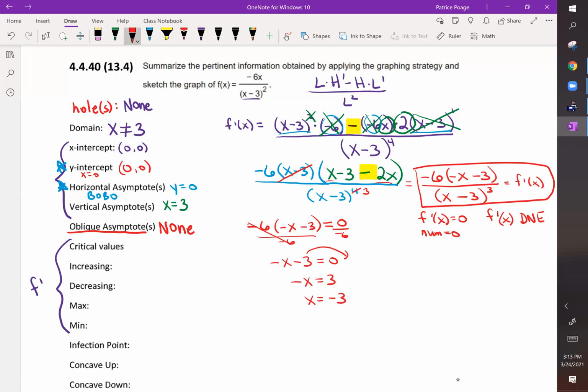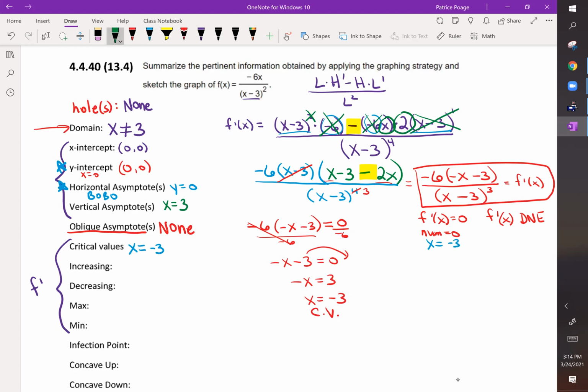And then we ask ourselves, is that a critical value? To answer, you come back and look at this domain here. The domain is everything except +3. So -3 is a critical value, yes. So beside critical values over here, I can go ahead and put x equals -3. So this gave me one critical value.